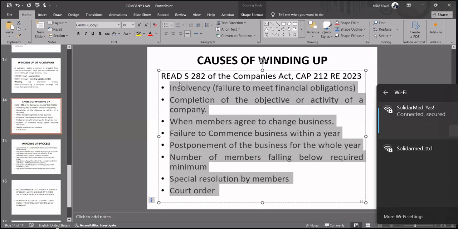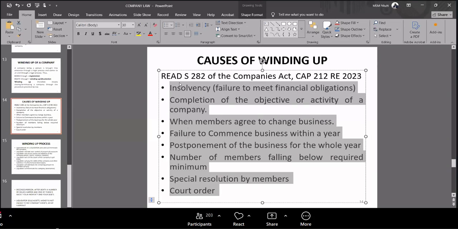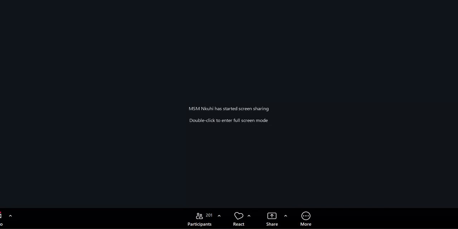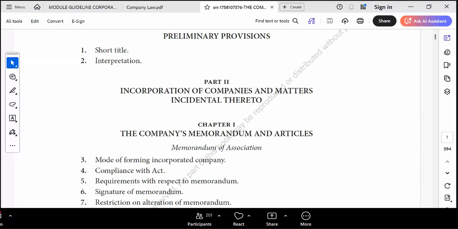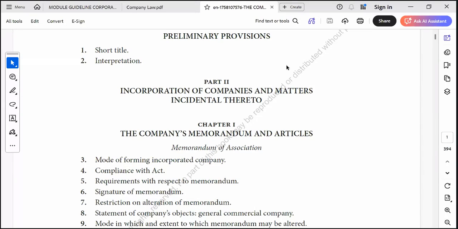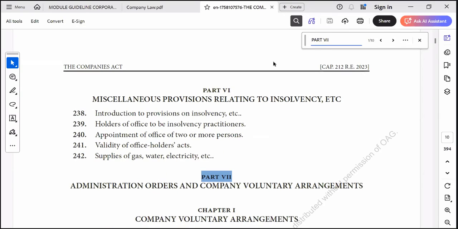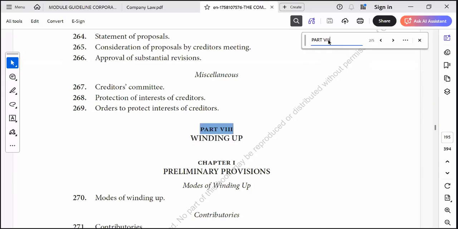Now, importantly, if you look at the means, this is the revised edition of 2023, okay? And I have to control-find part 7. Is it part 7 or part 8? Let's check. Yeah, winding up. It's part 8.